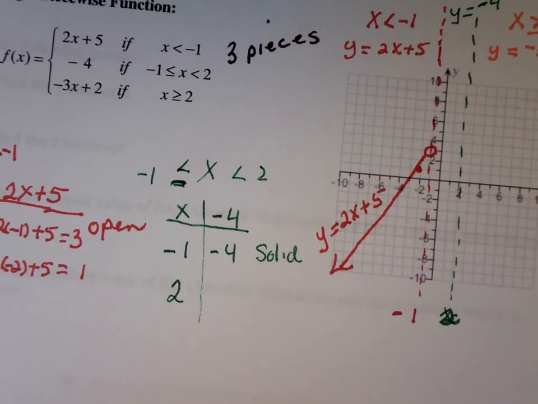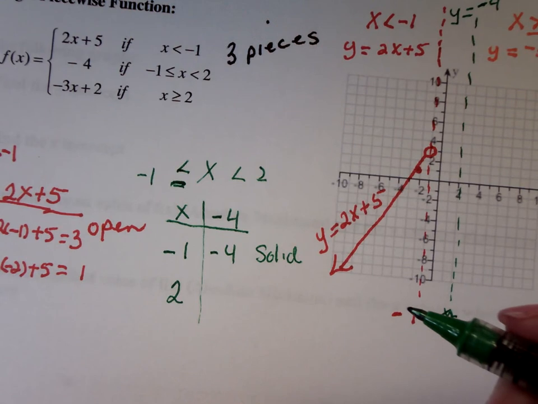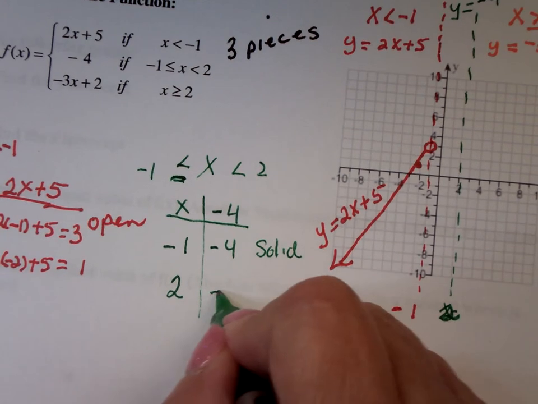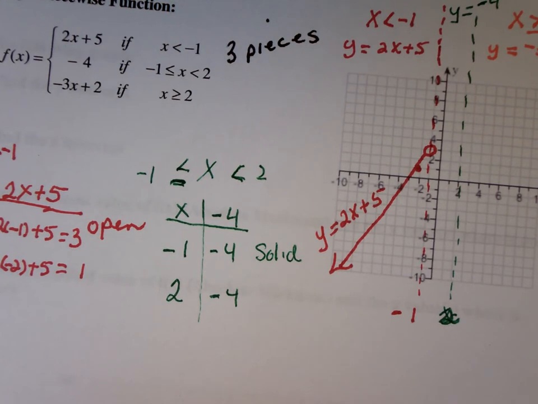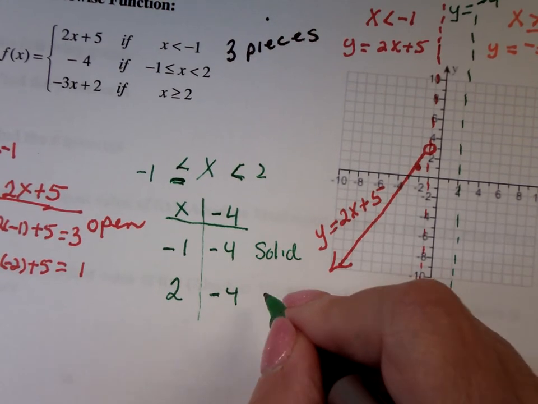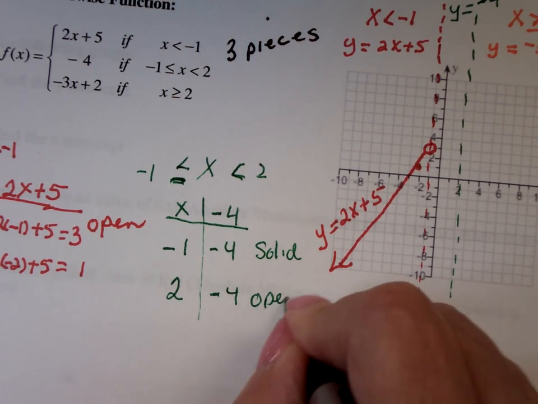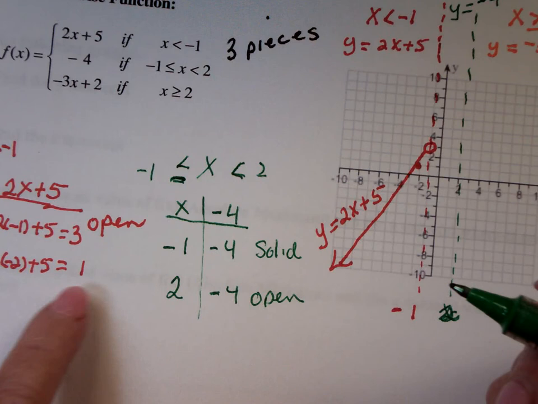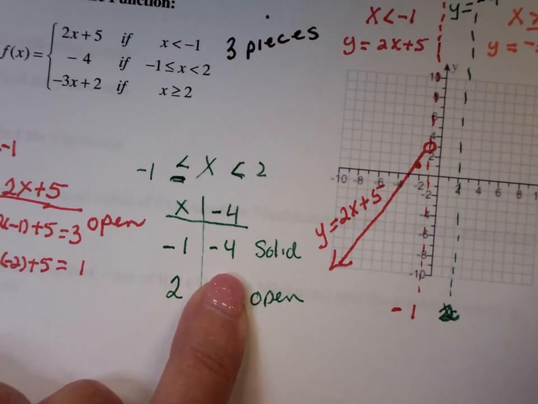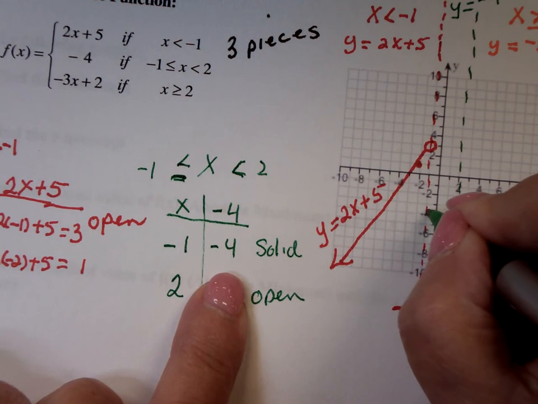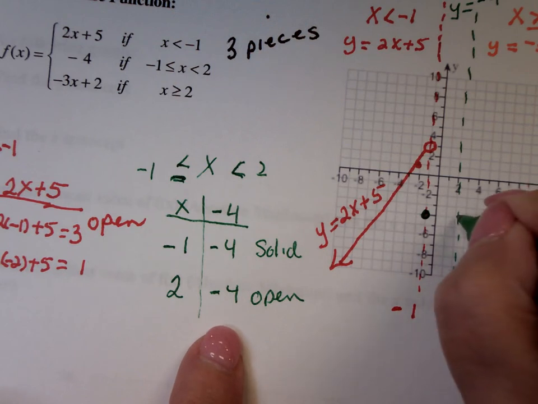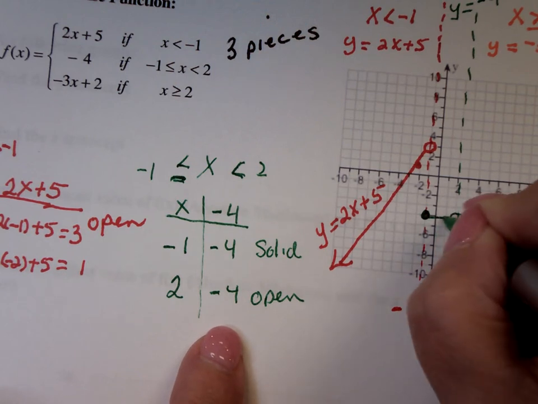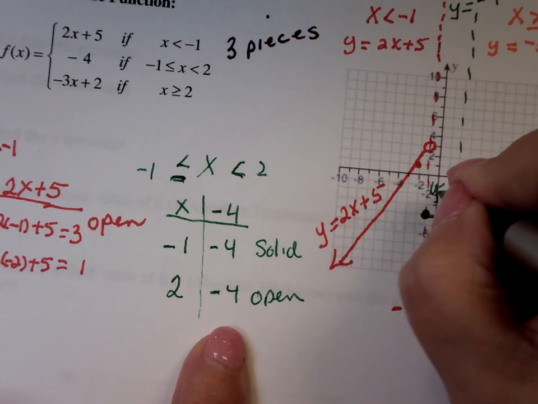And since this is going to be a horizontal line, I just need the other endpoint. If it were curved, I'd have to put more points in. So if I were dealing with x squared minus 4, I'd need to have more coordinate points. And since it's less than 2, is my dot open or closed? Solid or open? Open, because it doesn't include 2. So at -1, I have -4, and it's a solid dot. At 2, I also have -4, it's an open dot. And so this guy is y equals -4.